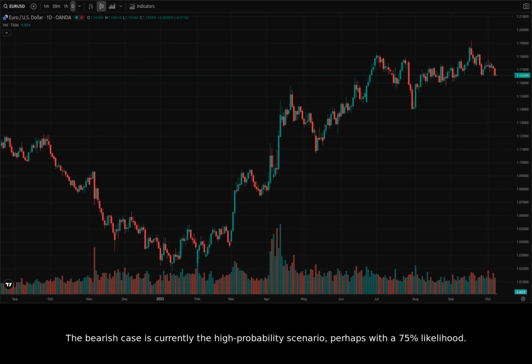The bearish case is currently the high-probability scenario, perhaps with a 75% likelihood. The trend is bearish on all major time frames, and the fundamental news is a strong headwind for the euro. A confirmed daily close below 1.1650 would reinforce this outlook and likely accelerate the selling.